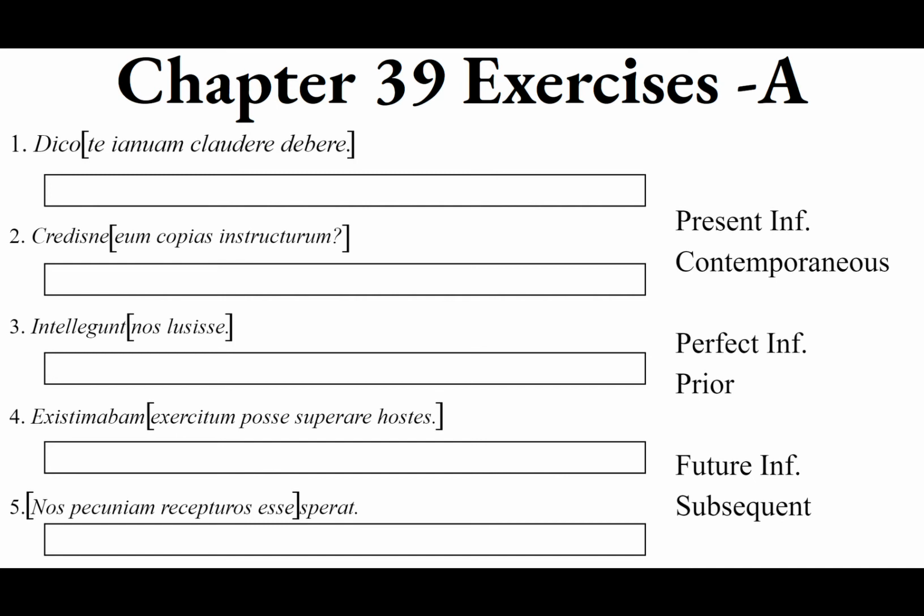So you have to turn that around to say, I hope that I will own a pony. I hope that I may, subject accusative, will own, future infinitive, a pony. So sperat, it's the verb that introduces it. So the subject accusative of the indirect statement is nos, that we. Pecuniam is the direct object of the infinitive recepturos. I note that it's recepturos, accusative plural masculine, to go with the nos.